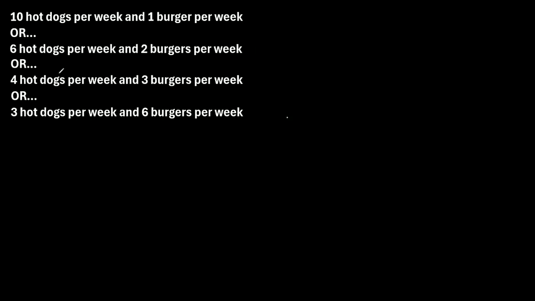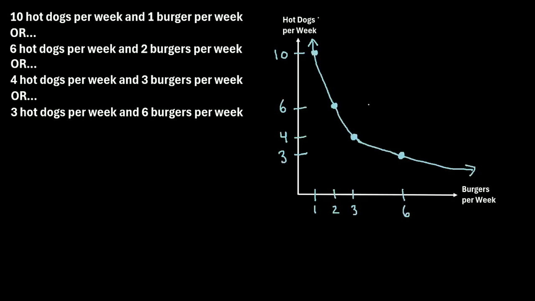If this is the case, then we can use these 2 goods, hot dogs and burgers, to draw something known as an indifference curve. So this is a curve on a graph that represents every combination of 2 goods that gives you the same level of satisfaction, or in economics we say utility. On this graph, I placed hot dogs per week on the y-axis and the number of burgers per week on the x-axis.